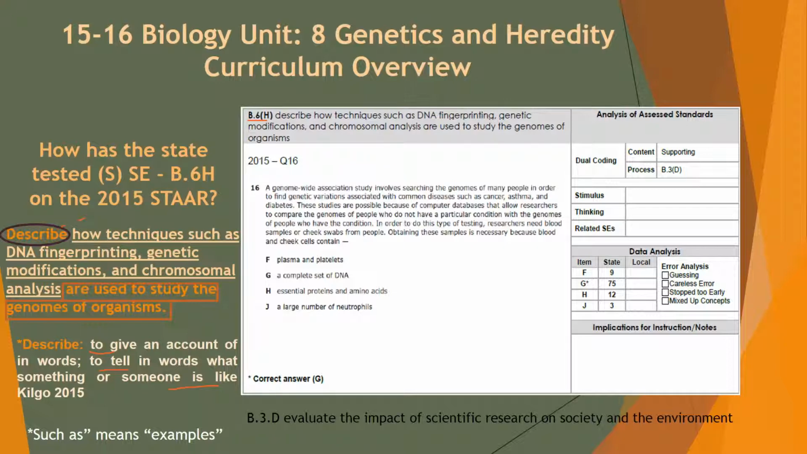And the one thing, in order to study a genome, the students will have to know DNA has to be present. And so as they look at this question, they have to understand how the genomes of people with a condition or without a condition can be studied. And if they retrieve samples from blood samples or cheek swabs from people, what has to be in common and what must they both contain? And the answer here is a complete set of DNA. And this is a dual coded question as a supporting standard, 3D, and 3D means to evaluate the impact of scientific research on society and the environment.